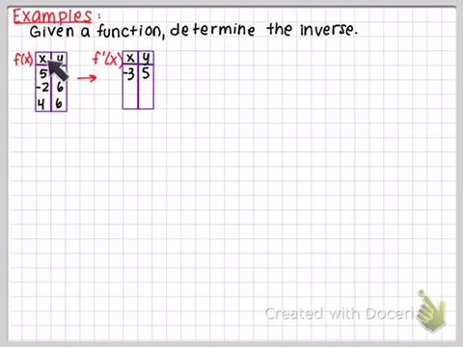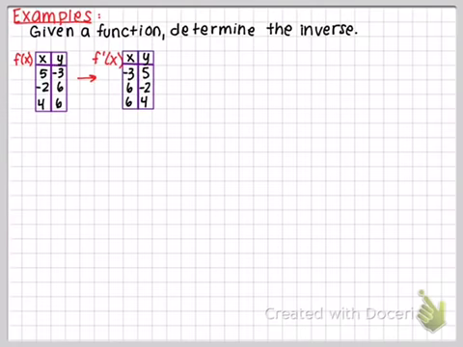Do you see how I just switched these around? So this is the original, and this is the inverse function. So -2, 6 would be 6, -2. 4, 6 would be 6, 4. So this is the original function, this is the inverse function.